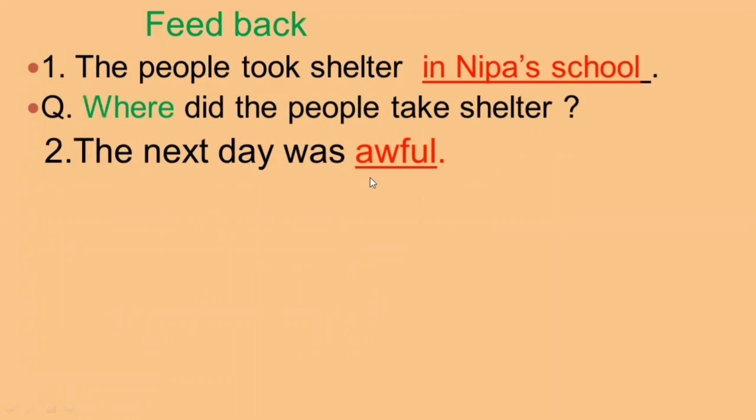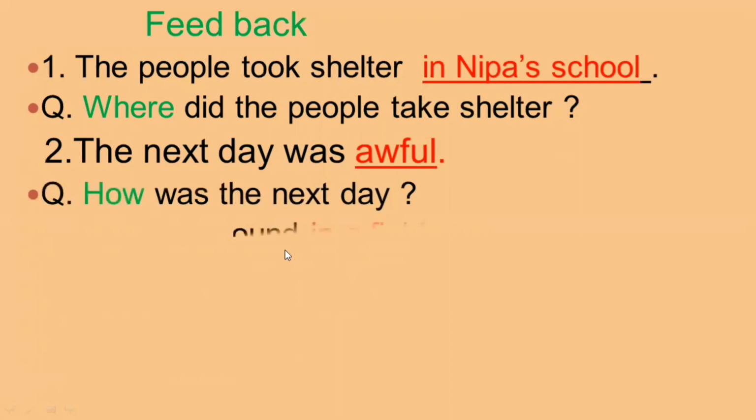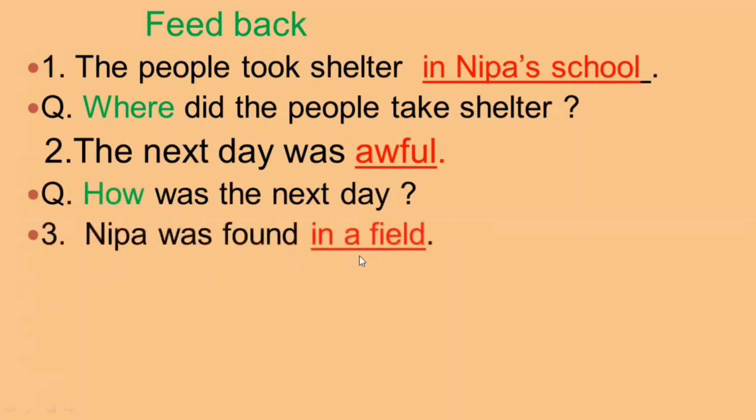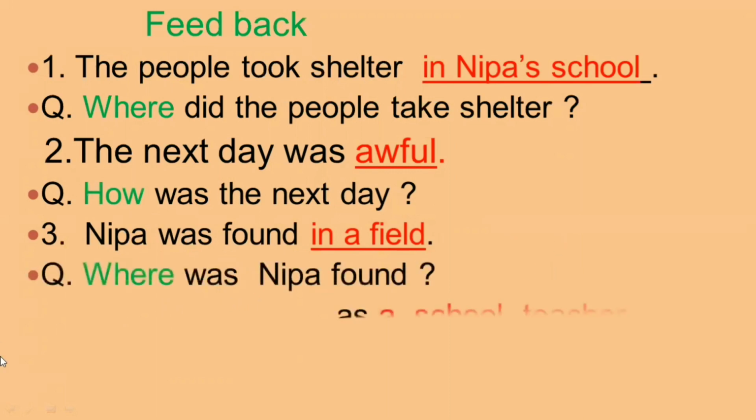The next day was awful. So my dear student, here the underlined word indicates the condition of the day. So the WH word will be how. Then how, then is there any auxiliary verb? Yes, was. How was? Then the next day. Then question mark. How was the next day? Nipa was found in a field. In a field indicates place. So write here where. Then here you can see was. Where was? Then the subject Nipa, then found. Where was Nipa found? Then question mark.